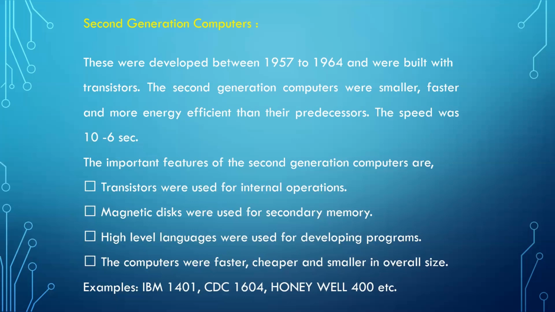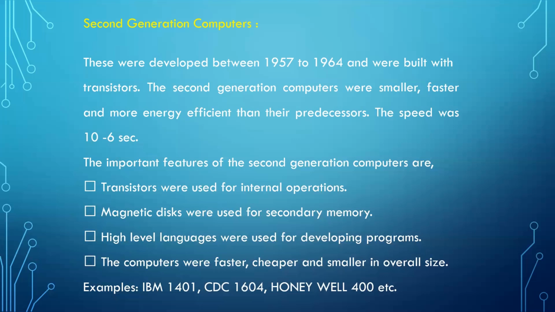Then we'll go with the important features of second generation computers. The important features of second generation computers are: the first one, transistors were used for internal operations. Second, magnetic disks were used for secondary memories. Secondary storage devices were started here. Magnetic storage devices are used as secondary storage devices in the second generation.